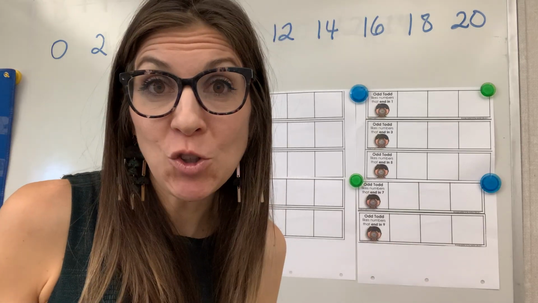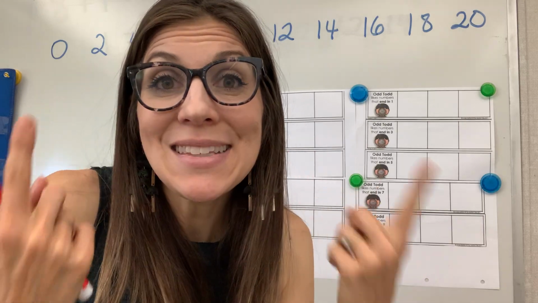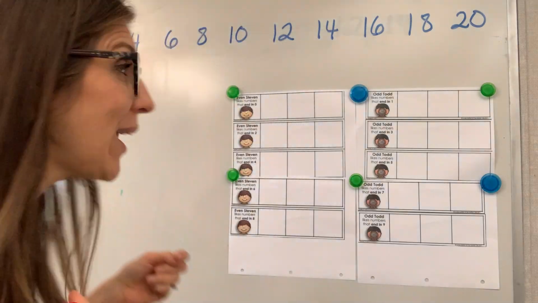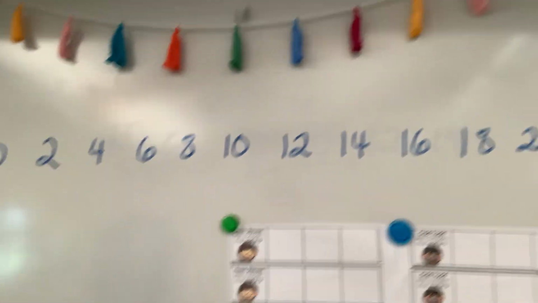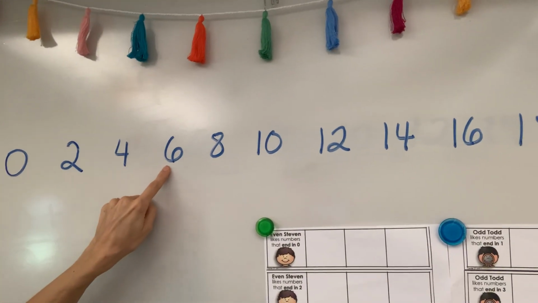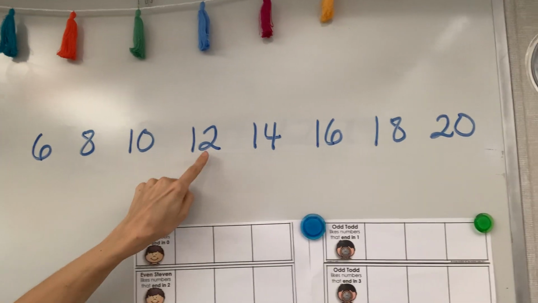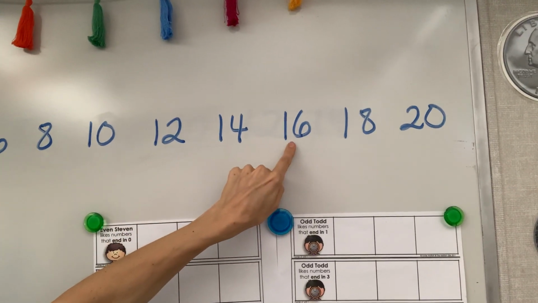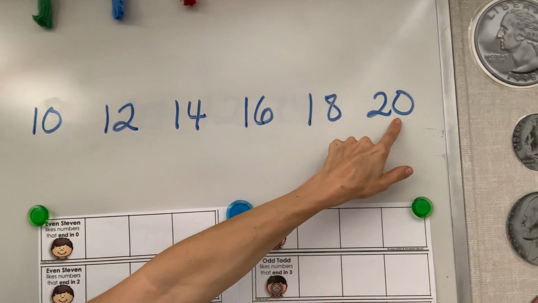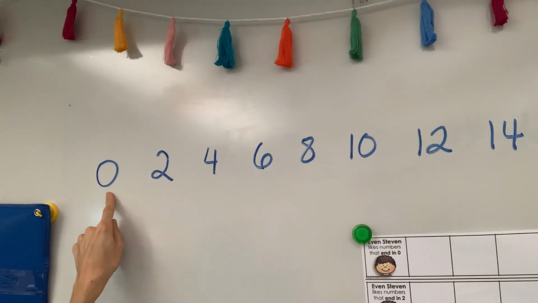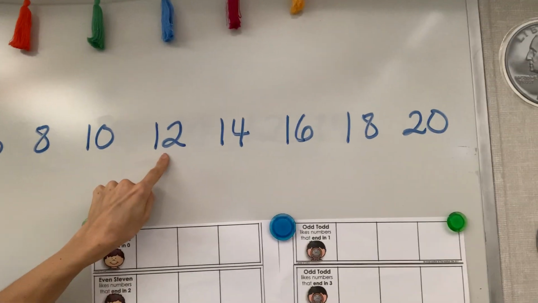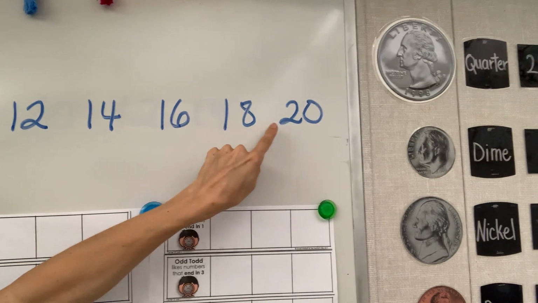So let's go ahead and count by two together so we can look at them and see what even numbers are. All right, let's look at them over here. So we have 0, 2, 4, 6, 8, 10, 12, 14, 16, 18, 20. Very good. Let's do it again. 0, 2, 4, 6, 8, 10, 12, 14, 16, 18, 20.